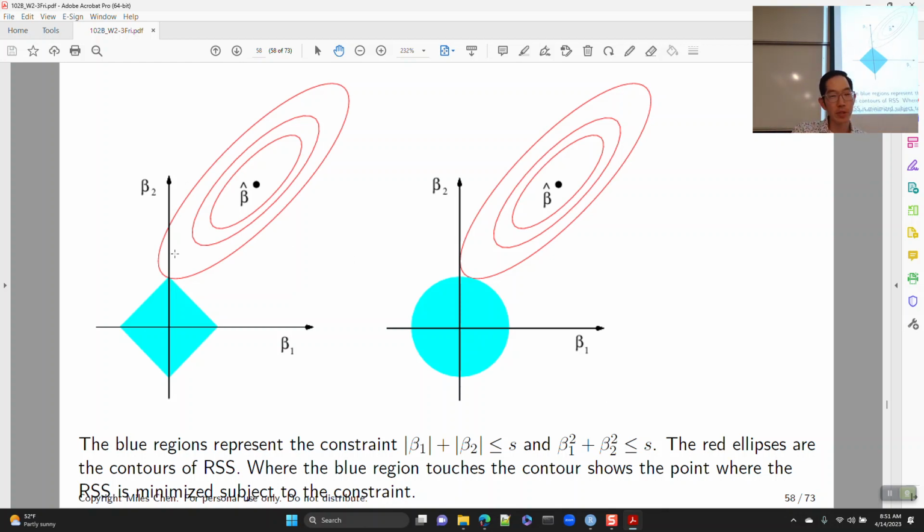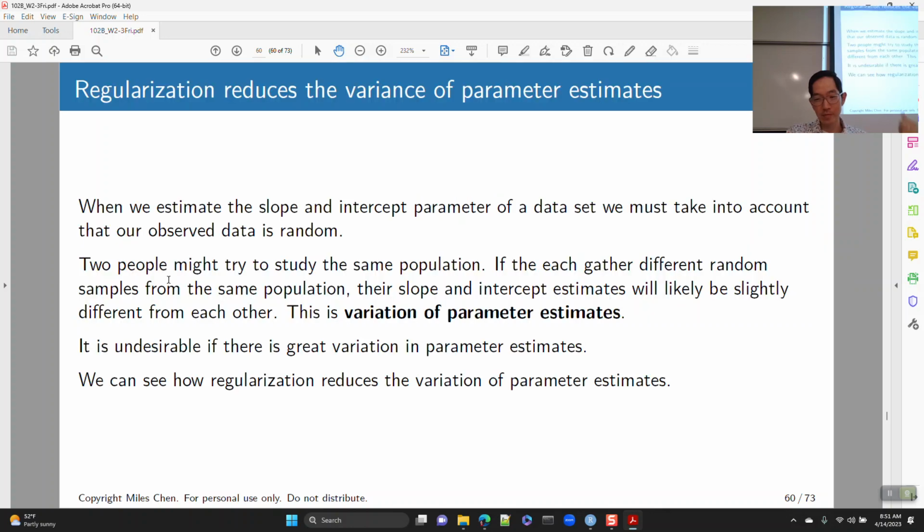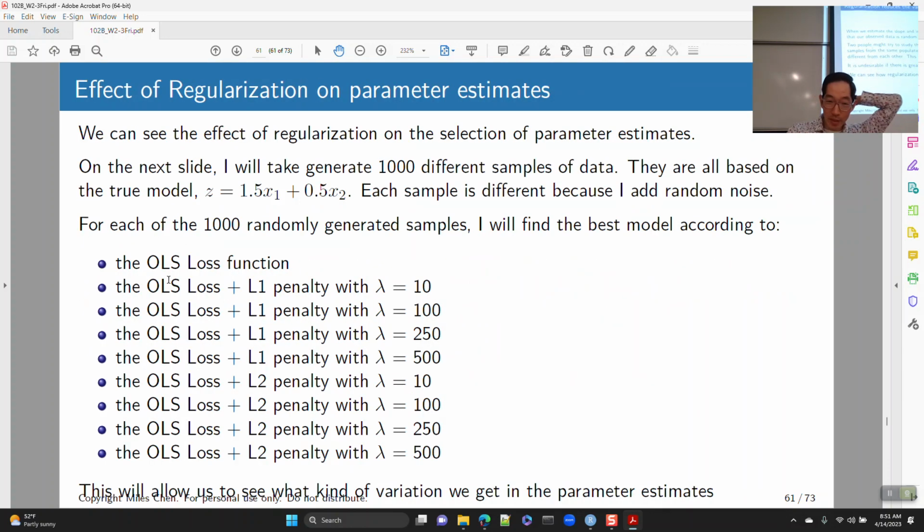And so we can see, with lasso, because the constraints are these diamond shapes, you're going to end up getting values over here. I'm going to run out of time here.